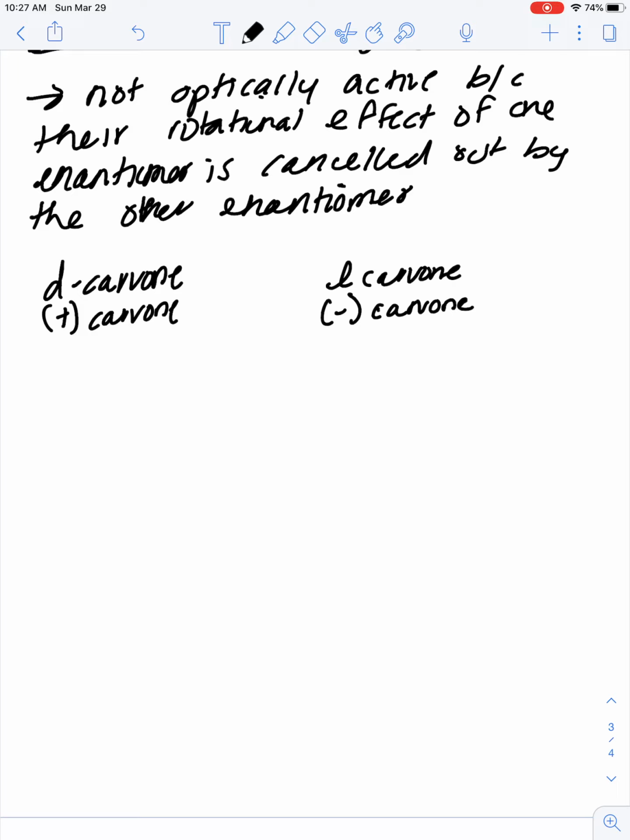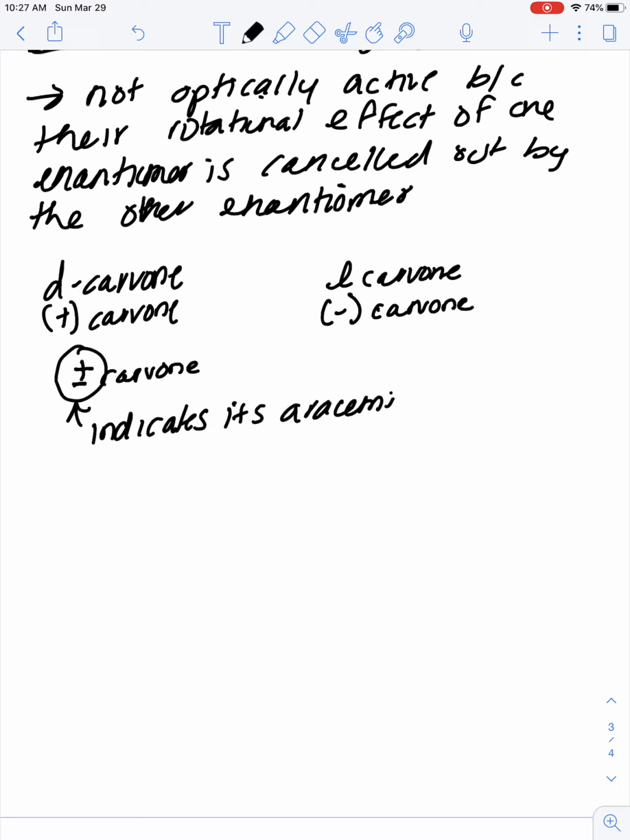So if we have something that is racemic of the D-carvone and the L-carvone, how it's represented is going to be like this, plus, minus, carvone. So showing it like this indicates it's a racemic mixture. Again, racemic mixture just means that we have equal amounts of both of those enantiomers. If we have equal amounts of both of those enantiomers, that would mean that this would not be optically active, because the rotation of the positive is going to cancel out the rotation of the negative direction.